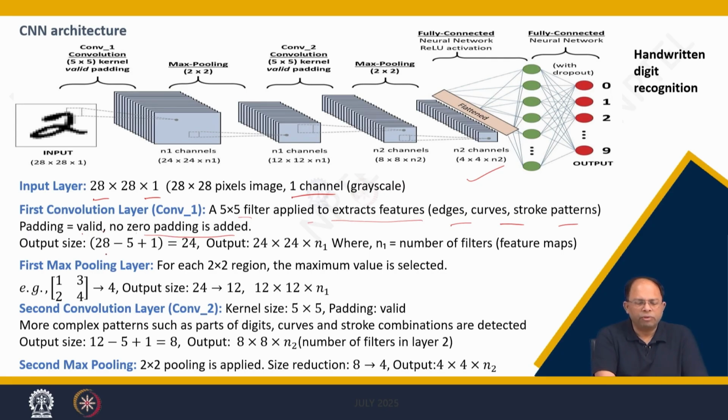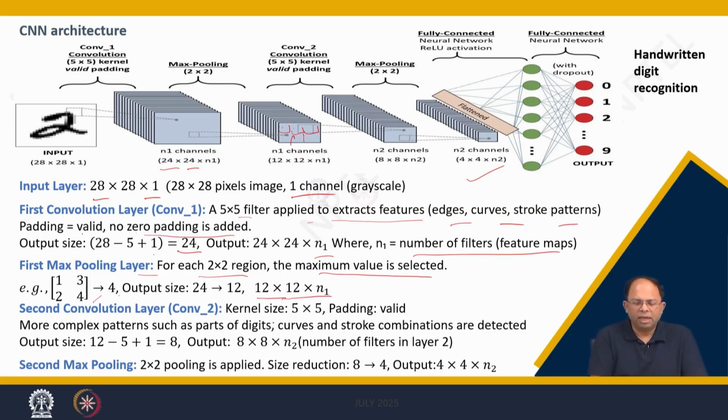And then the output size is 28 minus 5 plus 1, which is the formula that we used from earlier. So this comes to around 24. That's why there are 24 into 24 into n1. This n1 is the number of channels, or the number of filters or feature maps, right? This is the output which goes into the next layer, where we do the first max pooling layer. For each 2 by 2 region, the maximum value is selected. So for example, out of this, we will select 4. The output size reduces from 24 to 12, because once we run the pooling function we get a smaller output, only 12 by 12, and the final output is 12 into 12 into n1.